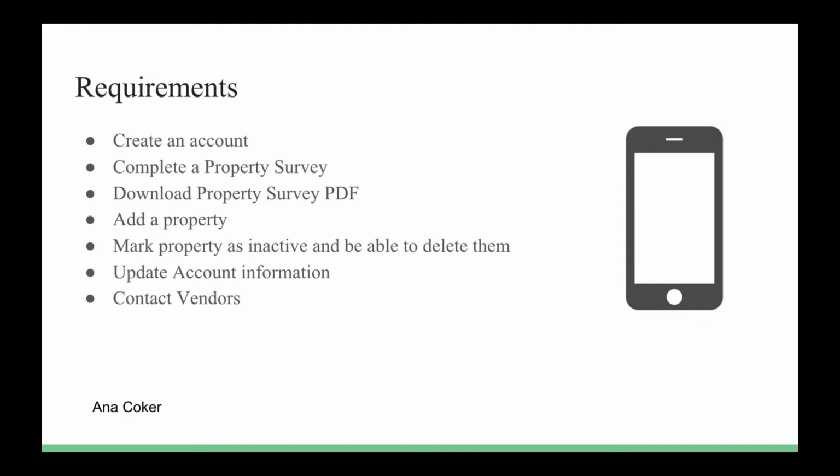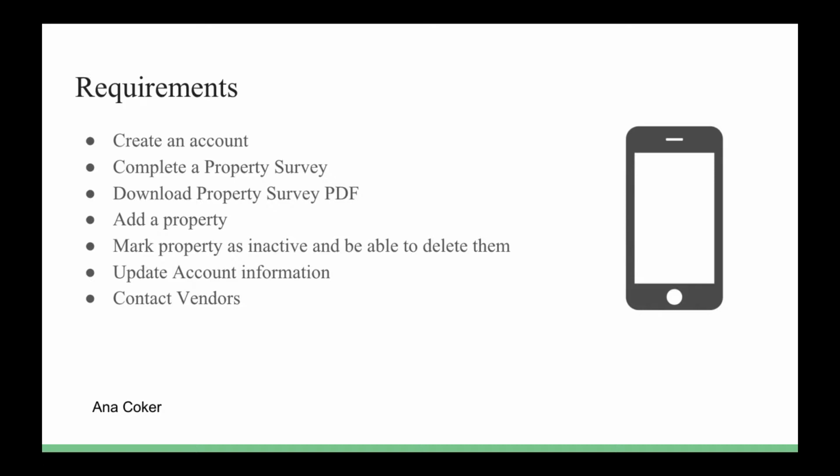The third is download property survey. The system will generate PDF versions of the completed property surveys for users to download through the web application. The next one is add a property. After the employee or individual has finished filling out the property information and clicked save, save the property information in the database and display the property to the property list on the device.